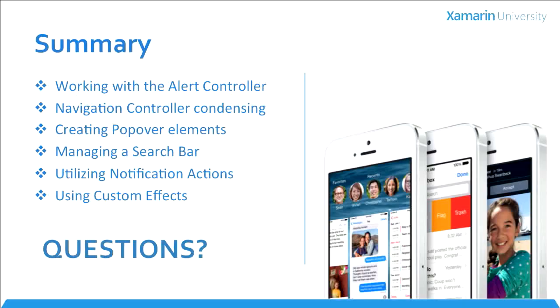So we covered quite a bit. We talked about the new ways of presenting alerts to the user, navigation controller condensing. So with that, we'll use the split view controller now and use that as our go-to control for master detail navigation. Of course, it collapses down to behave like a traditional navigation controller on iOS. It opens up to the split view. We talked about the new features of popover elements. You saw how to manage the search bar. We talked about custom effects and notifications. Really covered a lot of content.